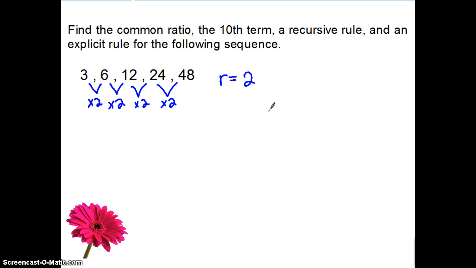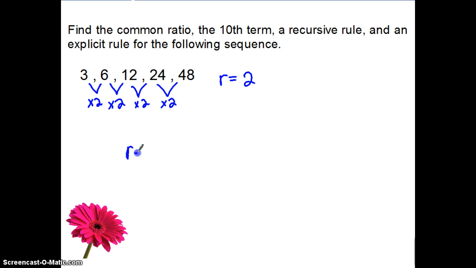And if you were dividing by a number each time, we would just turn that into a fraction. This is always going to be written in terms of multiplication. So if this had been dividing by 2 each time, we would have said that our common ratio was 1/2, because dividing by 2 and multiplying by 1/2 are the same thing. Again, we're going to save finding the 10th term until after we have developed some rules.